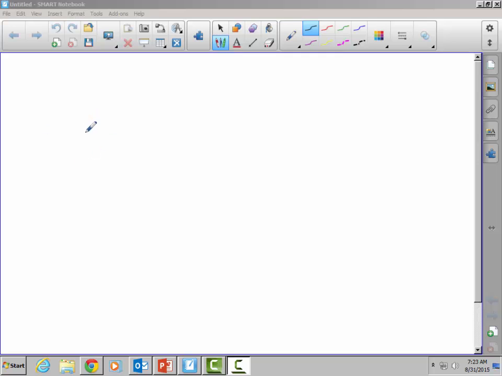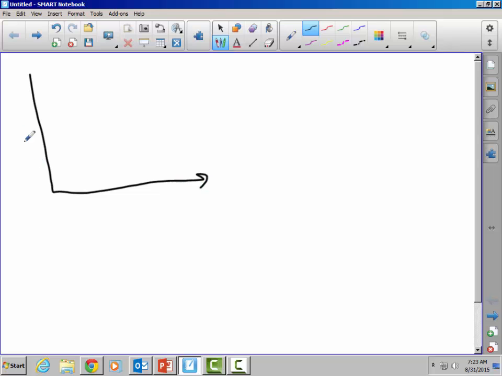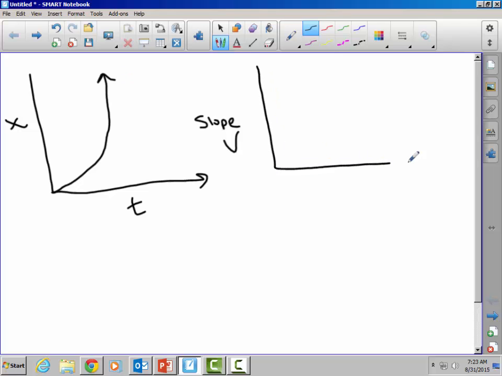Okay, so last year we did a lot of work with motion graphs, and you were not aware of it at the time, but we were doing calculus. I didn't call it that, but we were. Last year we learned that for a position time graph, the slope is your velocity. So if I have a position time graph that is a curvy function like this, we were taught that means the object is accelerating, which means that the object's velocity is not constant. The object's velocity is changing.